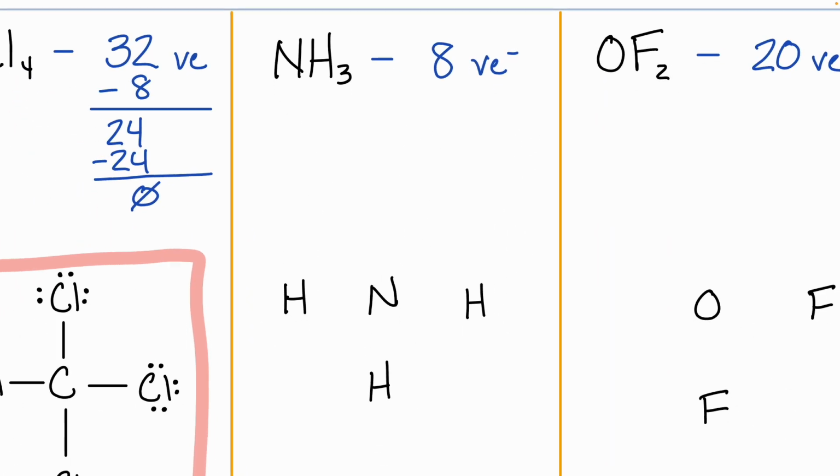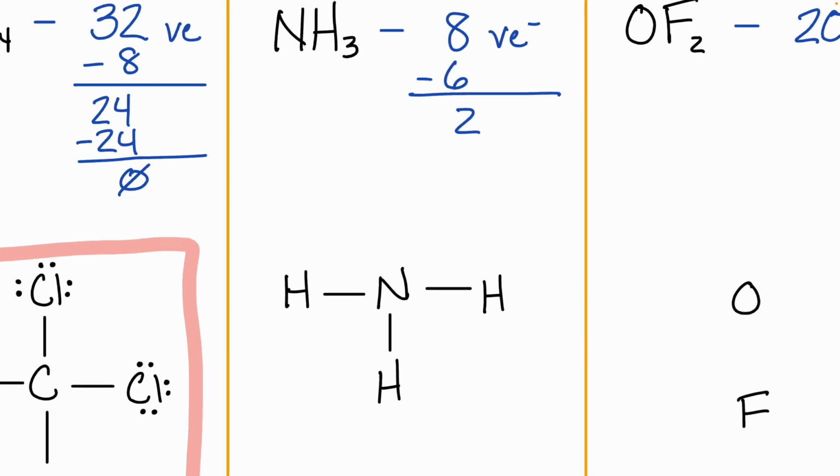All right, we're going to play the same game now, but now we have a new formula here, NH3. So I went through and I totaled up the number of valence electrons, and I got 8. I'm going to put that nitrogen in the middle and the hydrogens on the outside, and I'm going to draw covalent bonds to connect them. All right, so how many electrons did I just lay down? 6. So I got 2 left over.